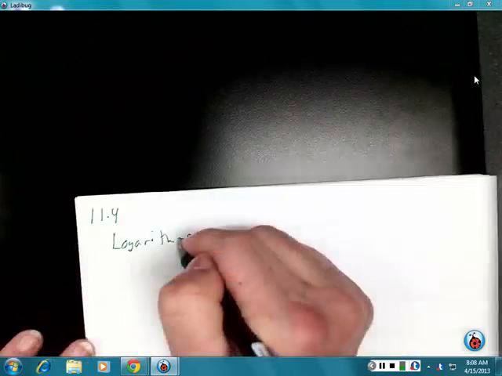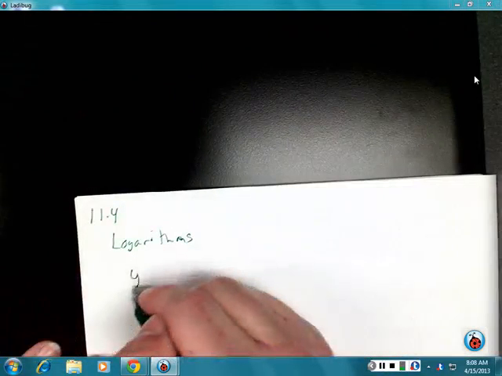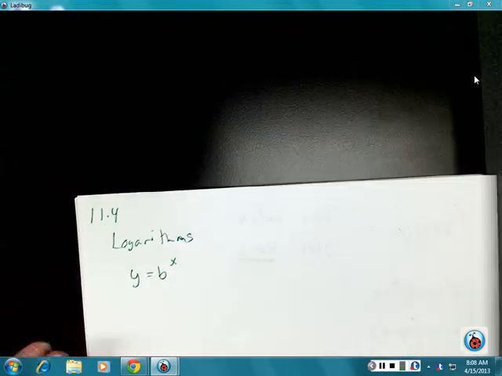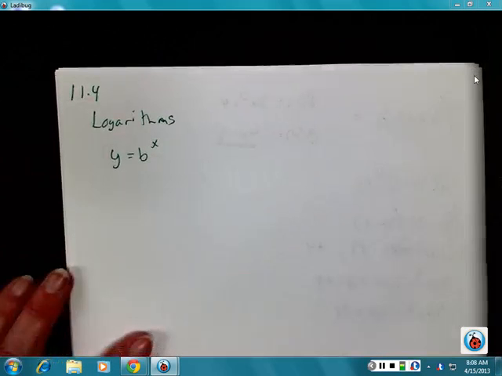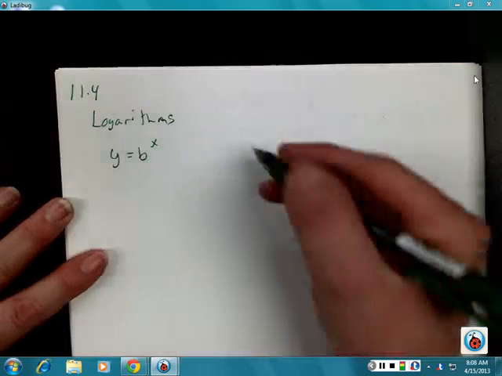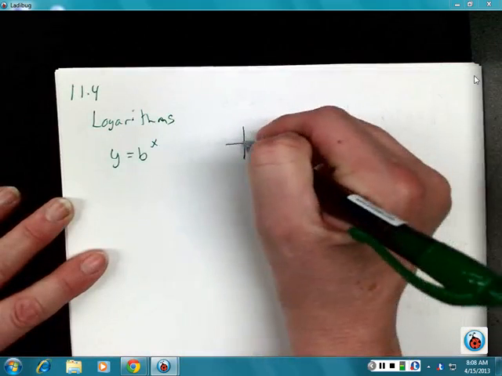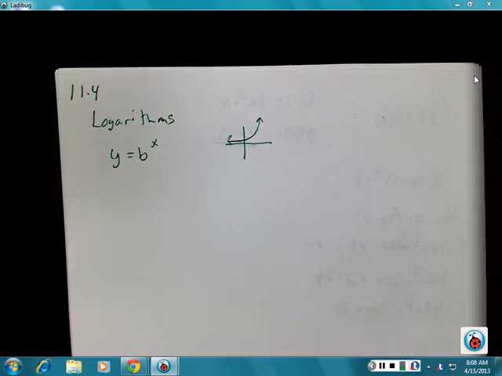And in logarithms, the things that we need to know is we've been working with y equals b to the x power. That was what we did last time in here for our sections. And what we had happening with that was that if we put this on our calculator, we found that our graphs ended up going up in those kinds of directions.